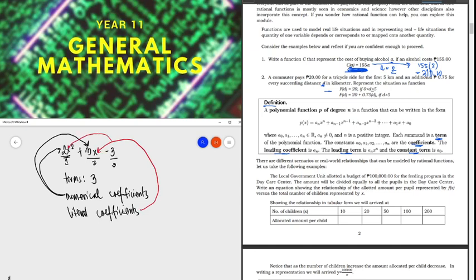That is the literal coefficient. Now what is this 3? What do you think this 3 is? What do you call this 3? 3 is what we call the constant. Very good. So that is the constant term.